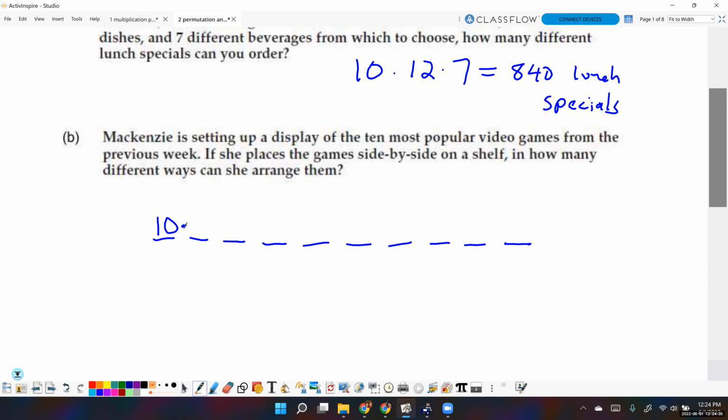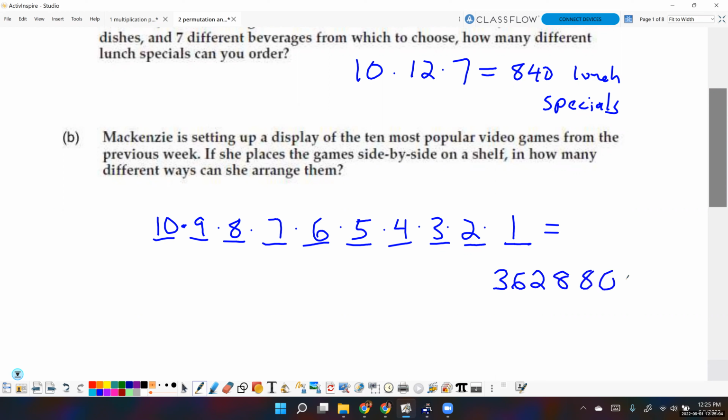But then when she goes to get the second video game, there are only 9 video games left. And then 8, and then 7, 6, 5, 4, 3, 2, 1. And if we put that in our calculator, that's a lot of typing. We get different ways to arrange the video games on the shelf.